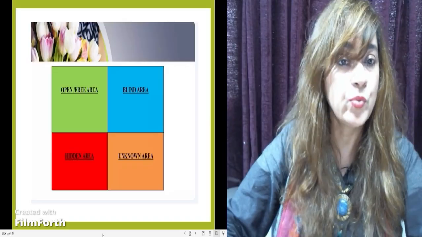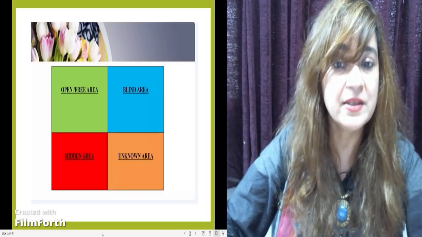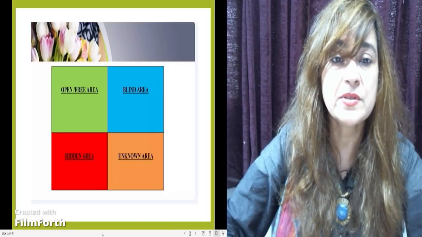So we have 4 quadrants: open or free area, blind area, hidden area, and unknown area. So what is this open and free area?